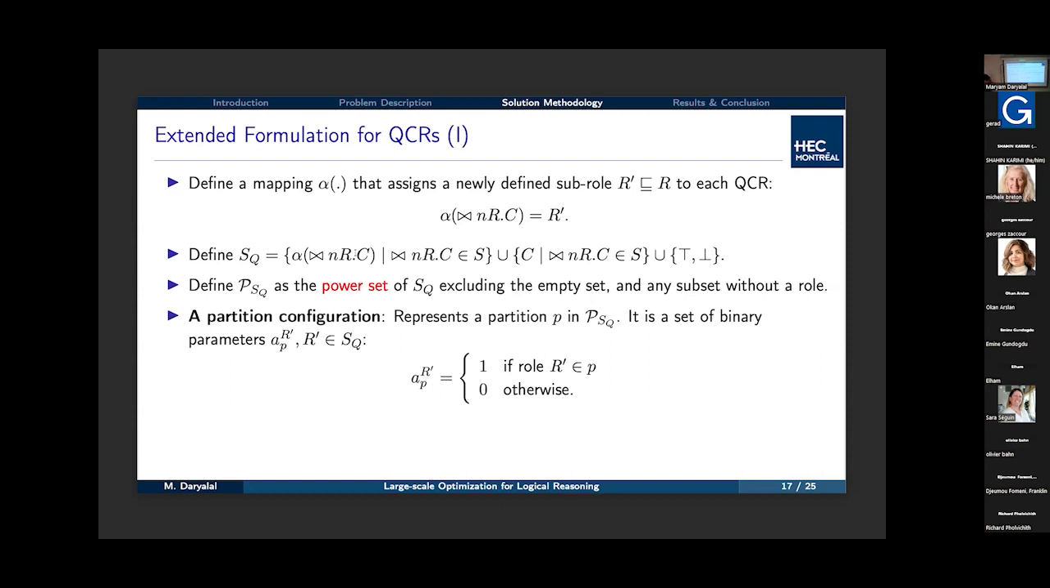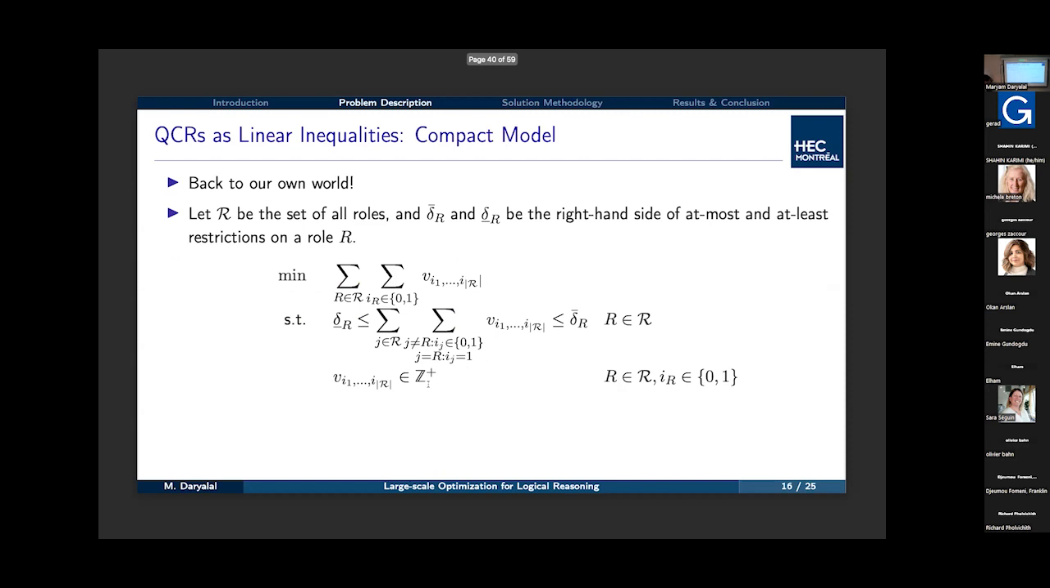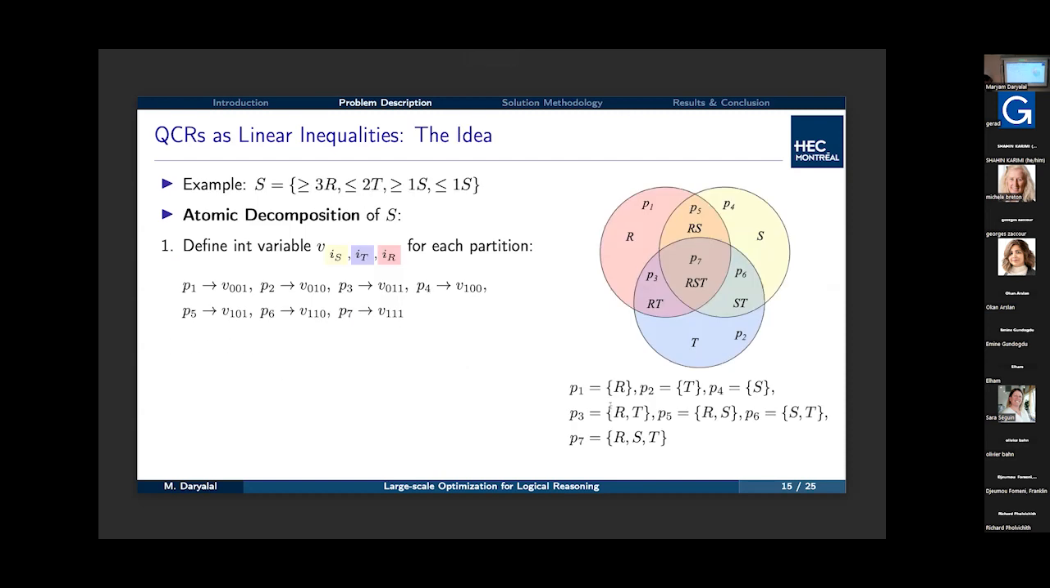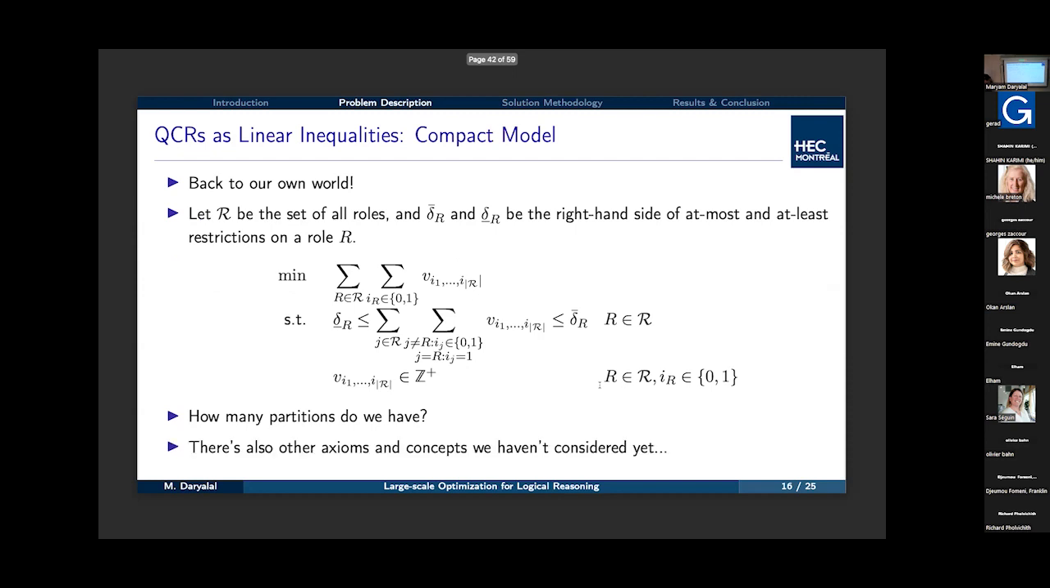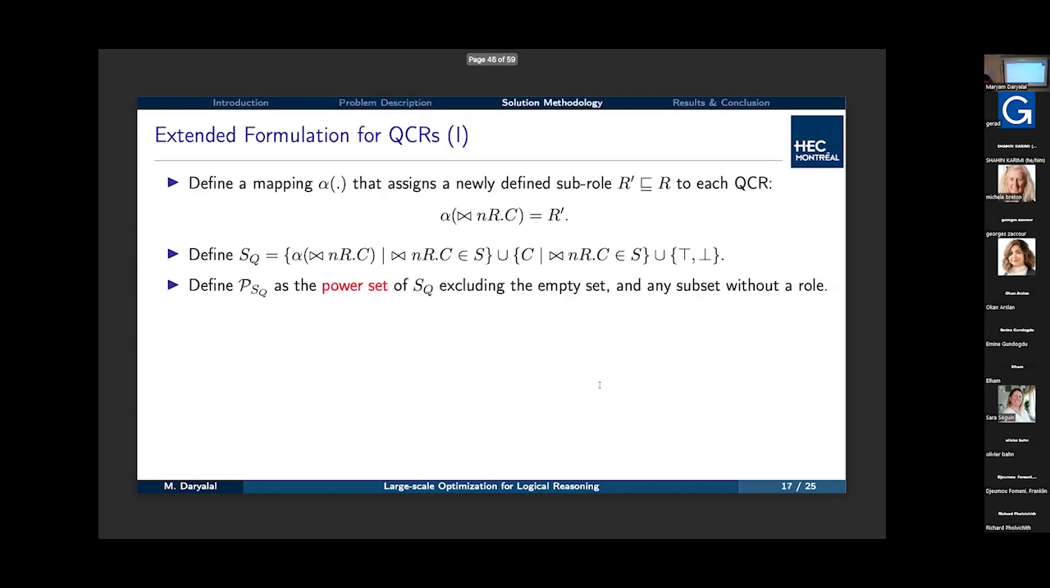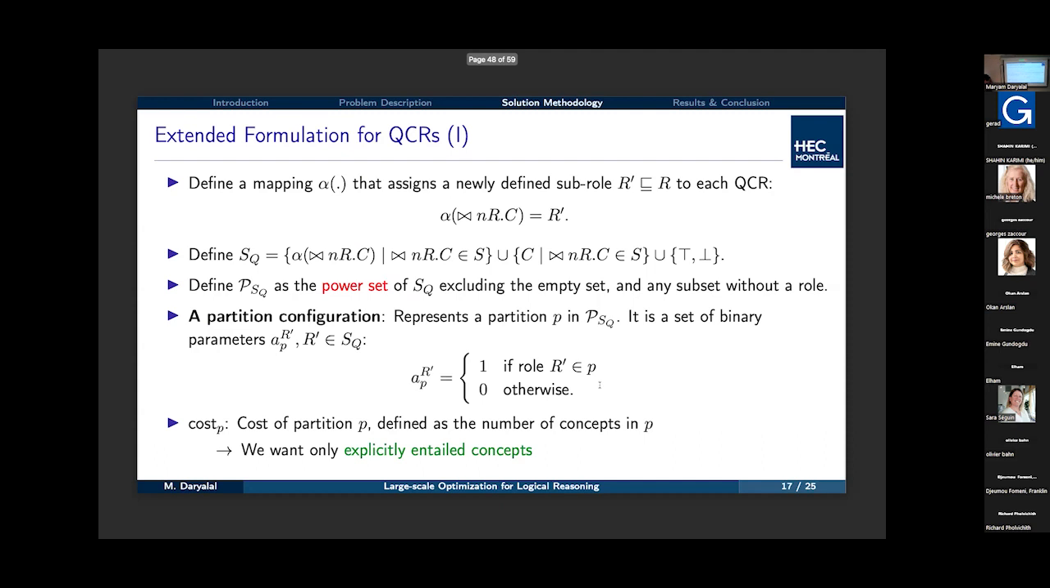For every one of these subroles that I set here, I'm going to define this parameter that tells me whether that subrole exists in this partition. So for example, here for R, the parameter ARP for the first partition would tell me that it exists. But for the other two, it would tell me that it doesn't exist. That's how I characterize these partitions.